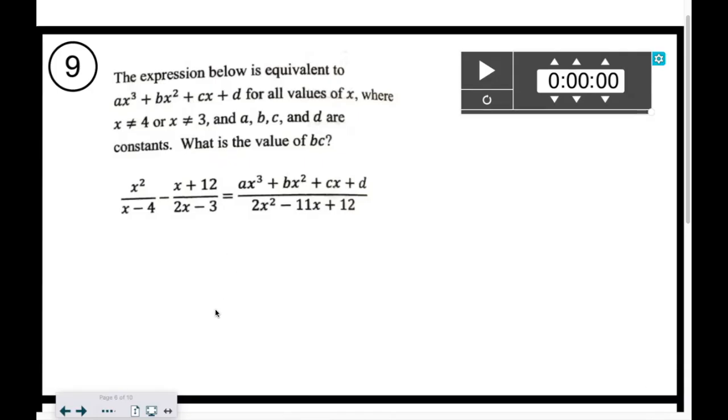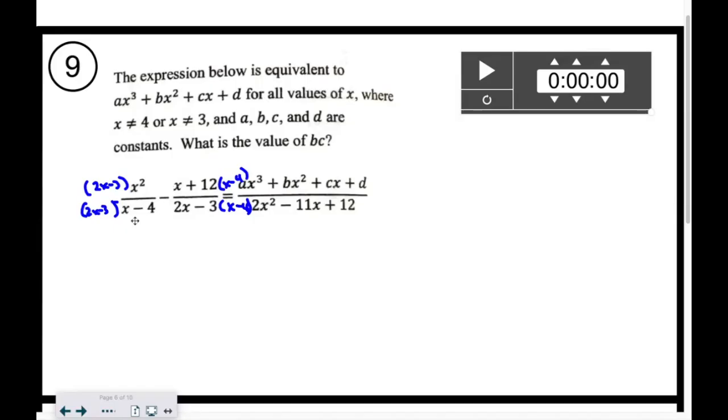So in this one, just like before, in order to subtract fractions now, we need a common denominator. The denominators are completely different. So what I want to do is multiply this denominator by 2x minus 3, and this denominator by x minus 4. But what really matters is that I do that in the numerators. So I want to multiply this one by 2x minus 3 over 2x minus 3, and this one by x minus 4 over x minus 4.